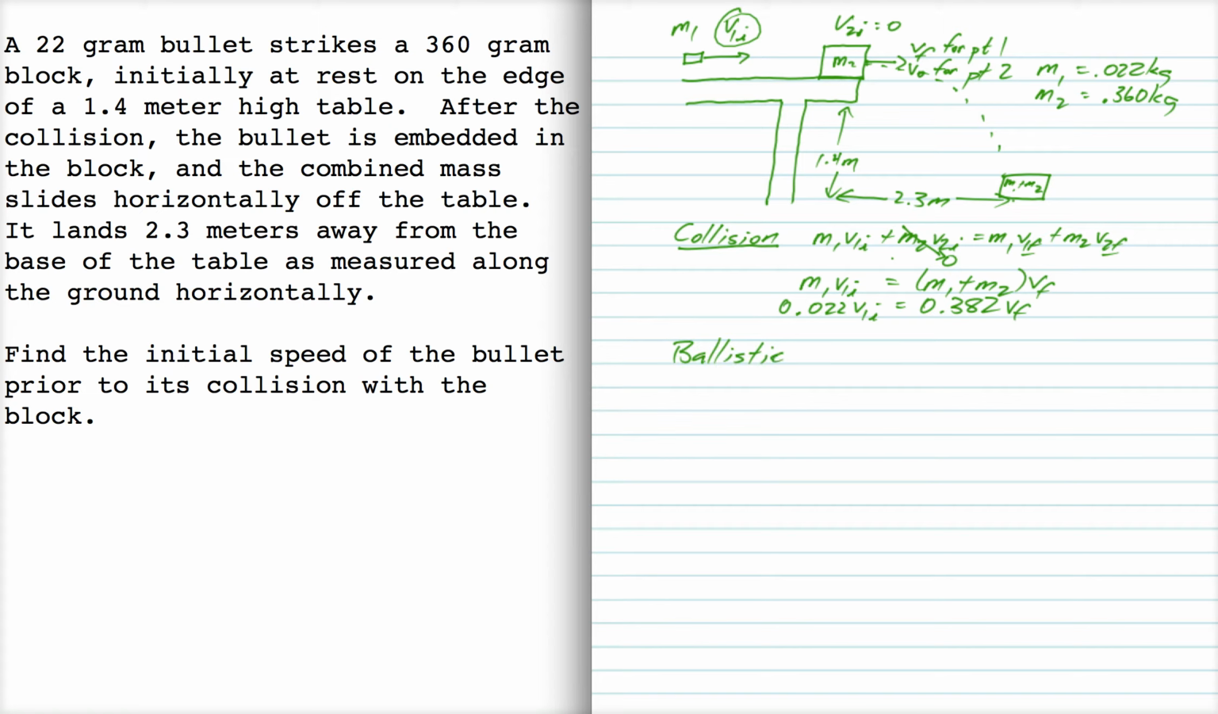Now let me consider the ballistic motion. I'm going to try to use the ballistic motion of the combined masses to figure out the initial velocity for part 2. If I can find the initial velocity for part 2, then that's the final velocity for part 1, and I'll be done.